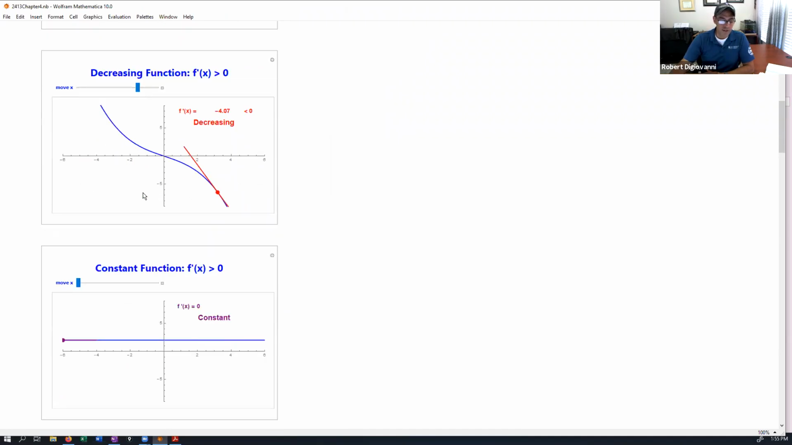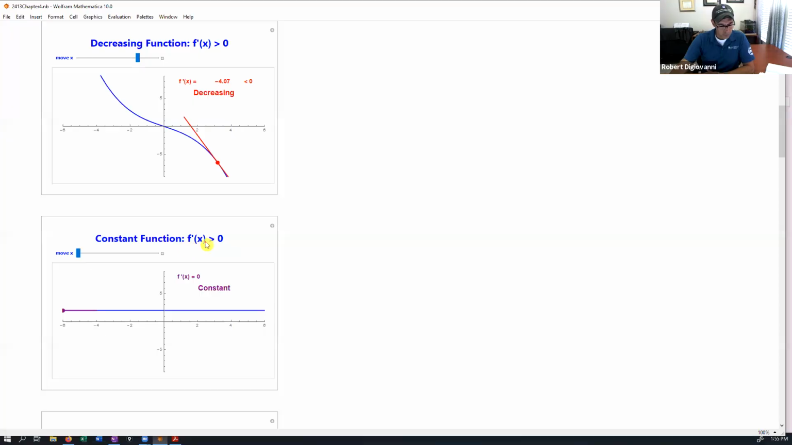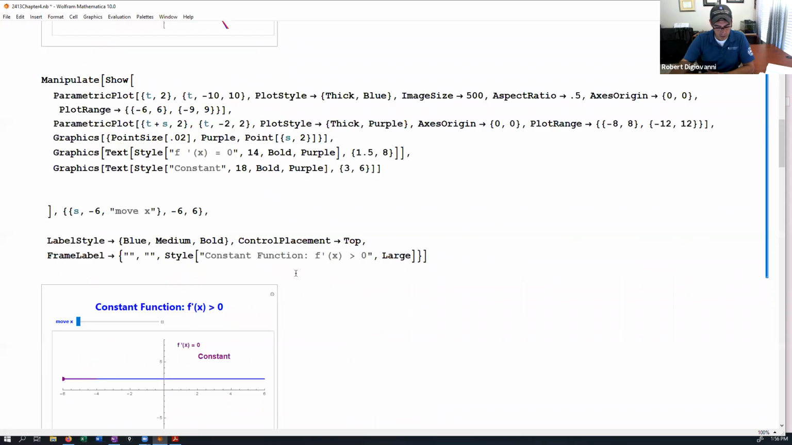If your derivative is 0, this should say equals 0. I don't know why I didn't change that in my code. That's weird. It's been like that for years and I've never caught that. Hold on, I'm going to fix it now.